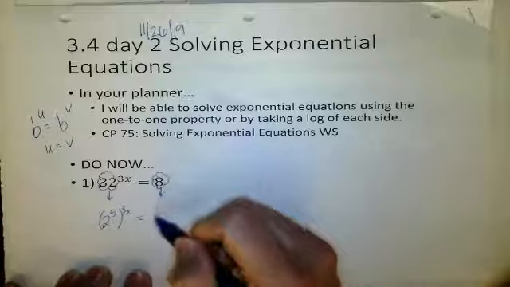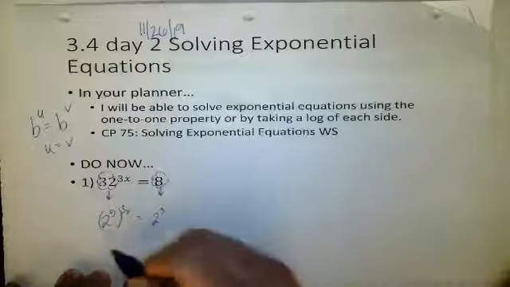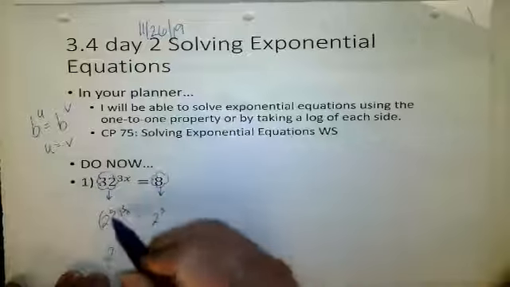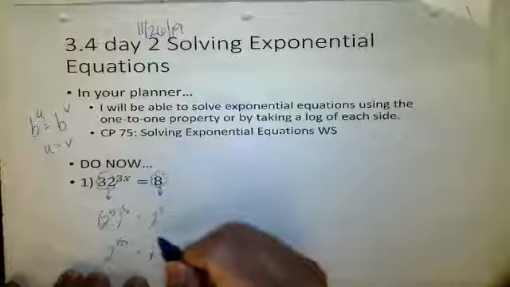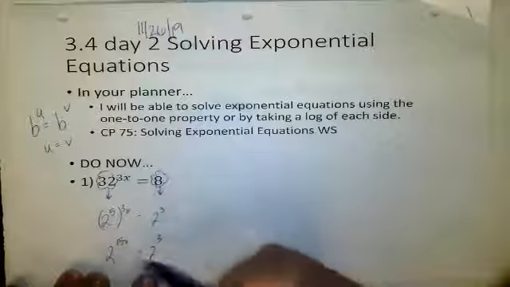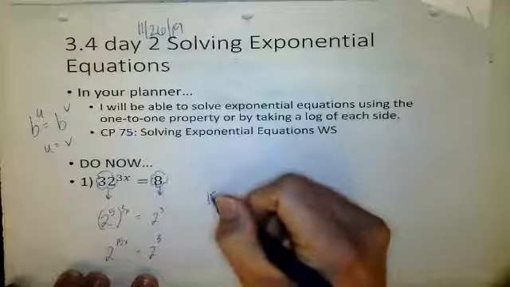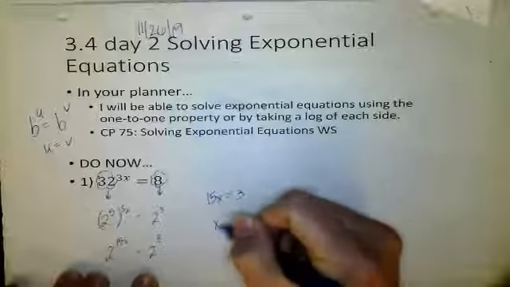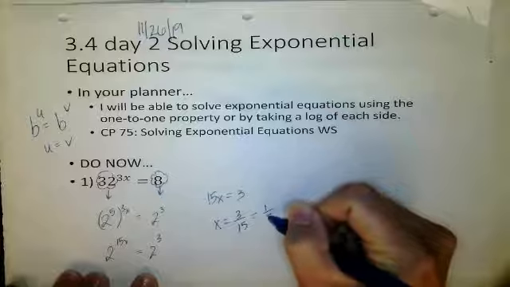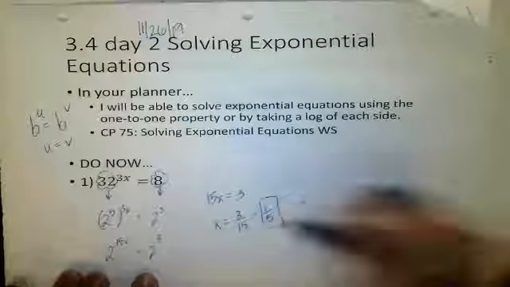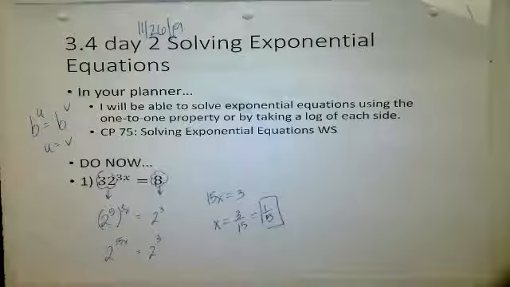And we can rewrite 8 as 2 cubed, which would give us 15x. So now since the bases match, we can say that 15x equals 3. So x equals 3 over 15, which reduces to 1/5. Okay, so we know how to do that.